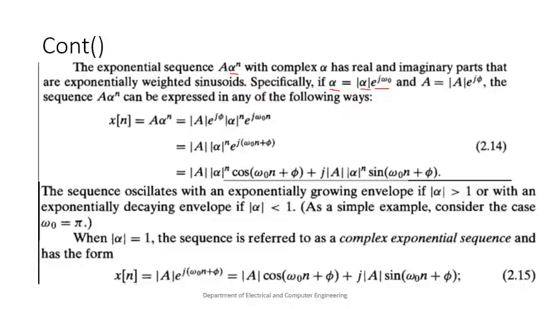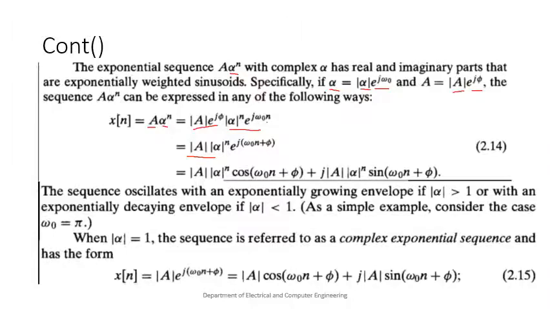So if a is complex, a will have a magnitude and a will have a phase. So what we are going to do, we are going to substitute the values of a and alpha here. So a is equal to this thing, so we have this, and alpha is equal to this. Because alpha has power n, we will have alpha power n e raised to power j omega naught n.